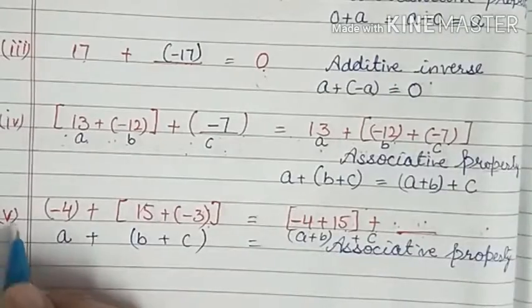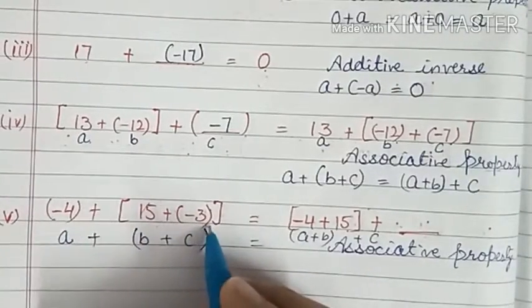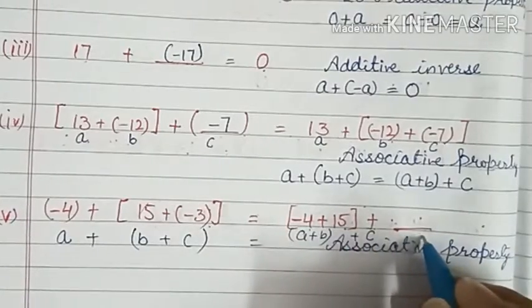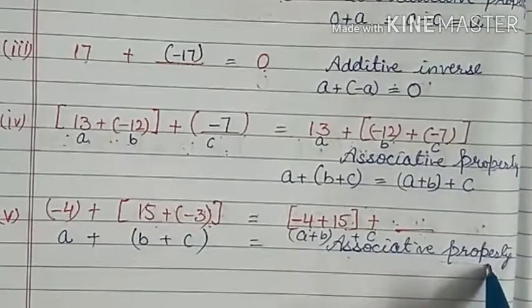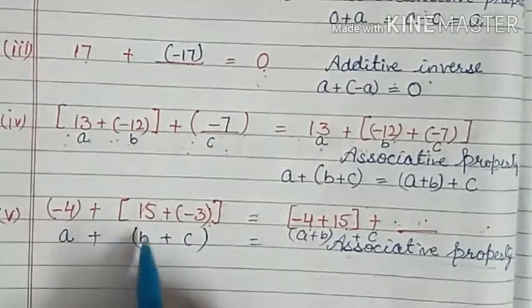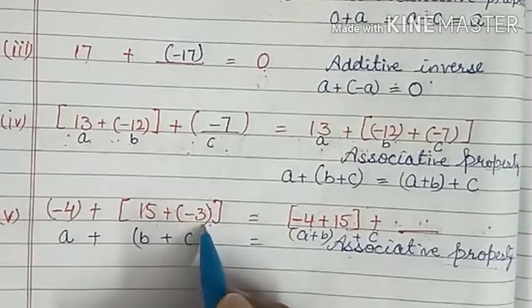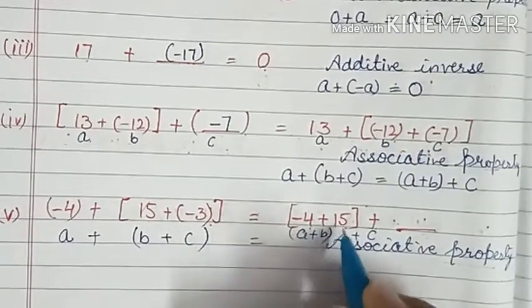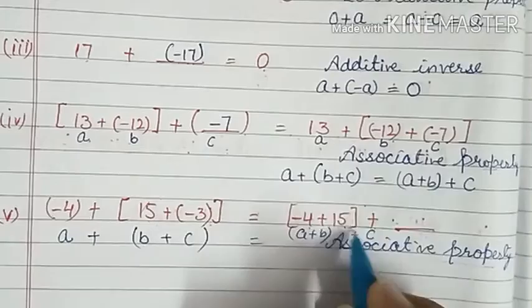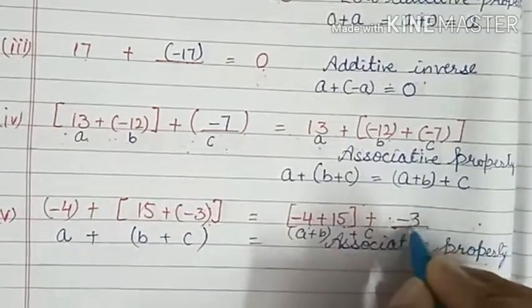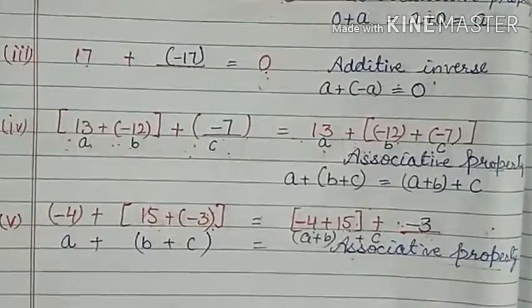Same way in the fifth part, minus 4 plus 15 plus minus 3 equal to minus 4 plus 15 plus dash. Here also we will use the associative property. Here a is minus 4, b is 15, c is minus 3. So here on the right hand side, a plus b, that is minus 4 plus 15, is given. So here will come minus 3. So this was question number 4.